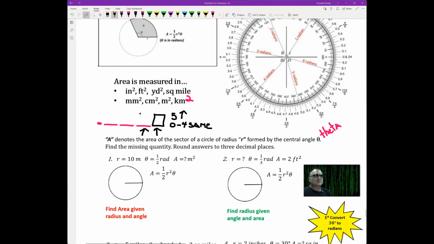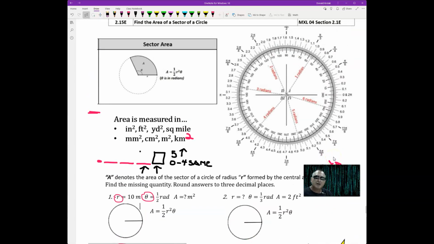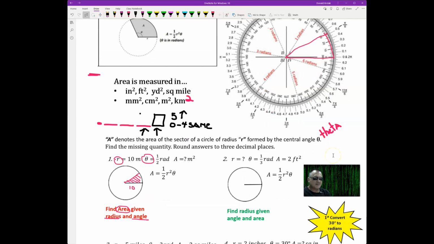In this first example, we're starting with area. We want to find the area. We know the radius and the angle. The angle is half a rad, and if we look up here, half a rad would be 0.5. So our sector is going to look something like that: 10, and then this angle in there is half a rad.